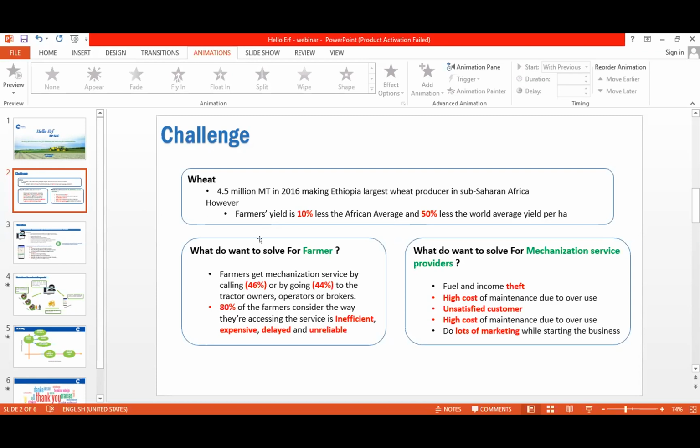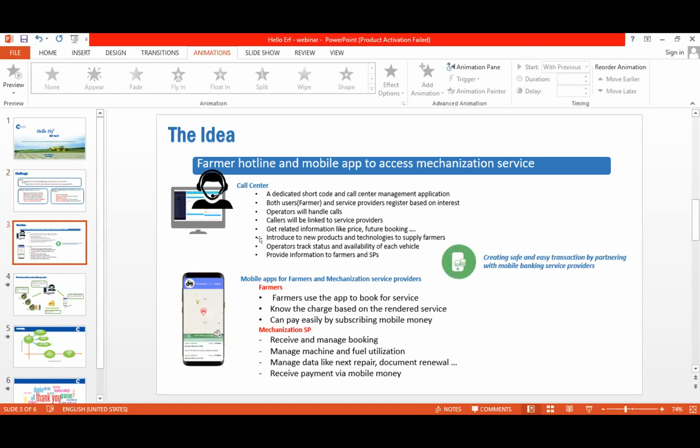So the solution that we came up with is called Hello Earth. Earth is an Amharic word for the very ancient farming tool, so the name is just to represent that and the future. We named it Hello Earth.